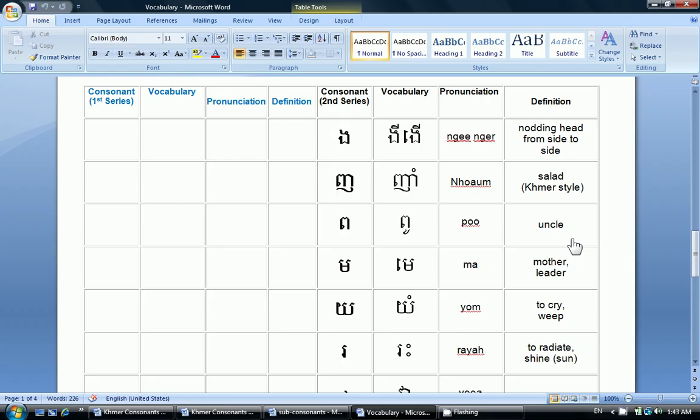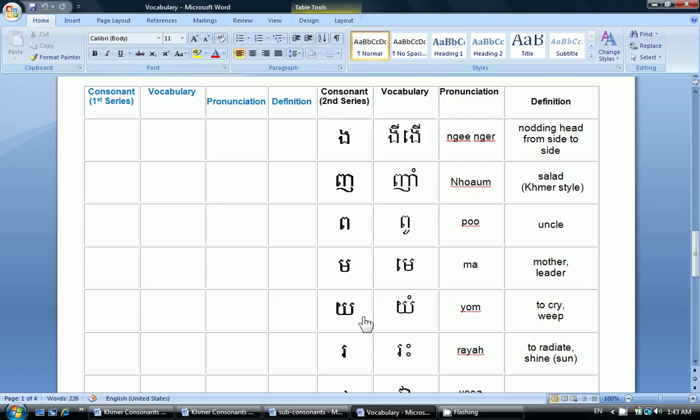We also use uncle for our parents' guy friend that is younger than your parents. Next is mo. Mo is the a, here we have may. If you notice from lesson 1, the a doesn't change. It stays the same. So may. May usually means mother for animals and birds, and also means leader.